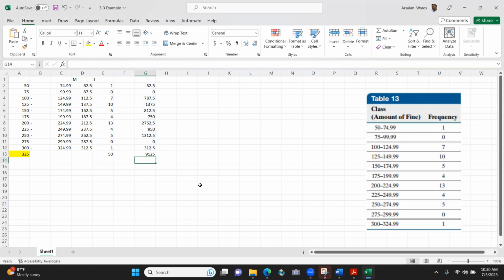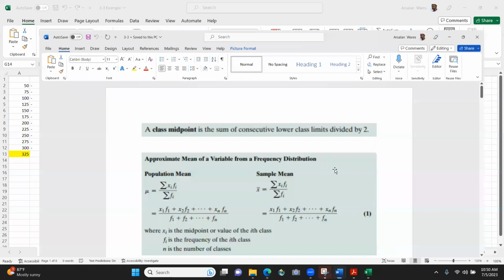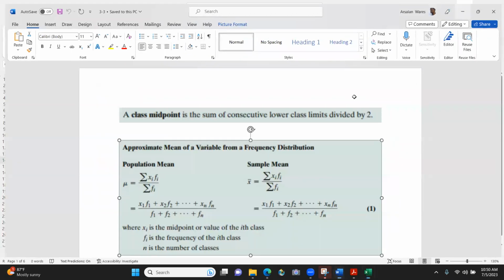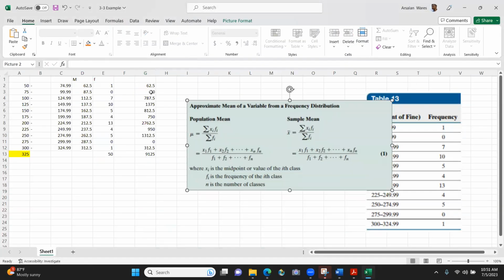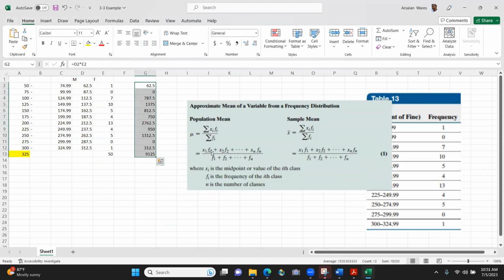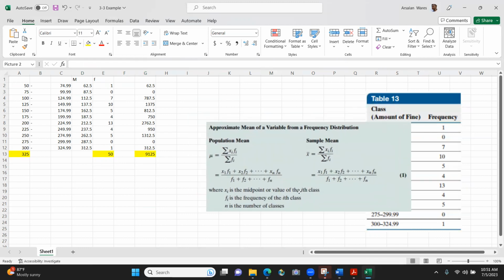I'm going to add it up. Now, according to this formula, let's bring it here. Let me explain this to you. What I did in this column is each midpoint times the frequency. If I add it all up, which I did here, let's shade it yellow, so that we know those are important numbers. All I have to do is divide this sum by 50.